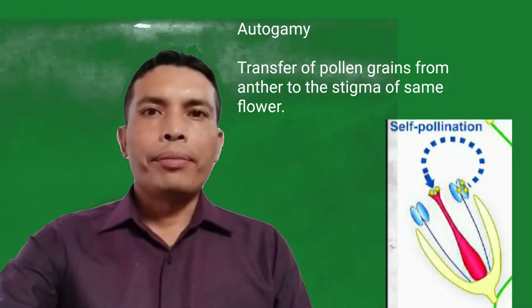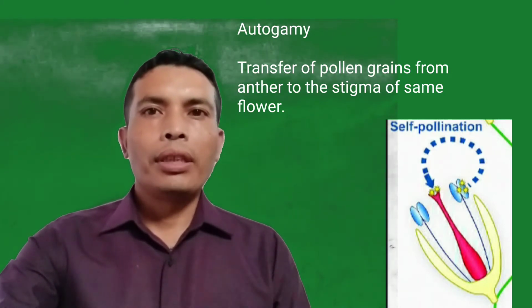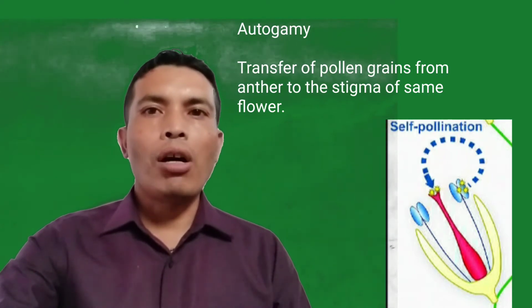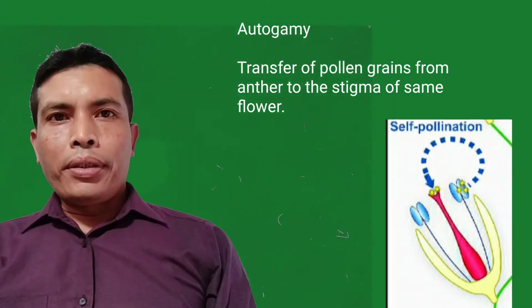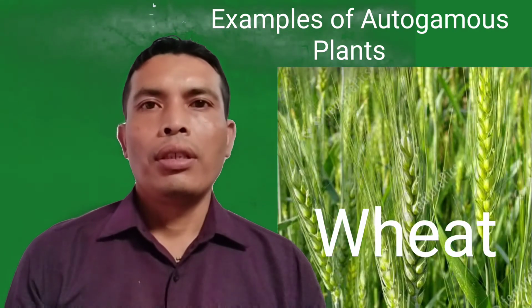What is autogamy? Autogamy is also known as self-pollination. It is a type of pollination in which pollen grains are transferred to the stigma of the same flower. Examples of the plants which have autogamy are pea and rice, right?